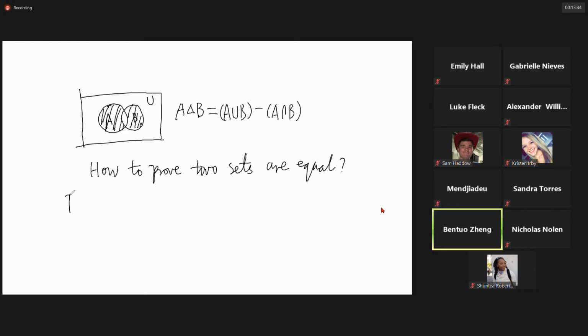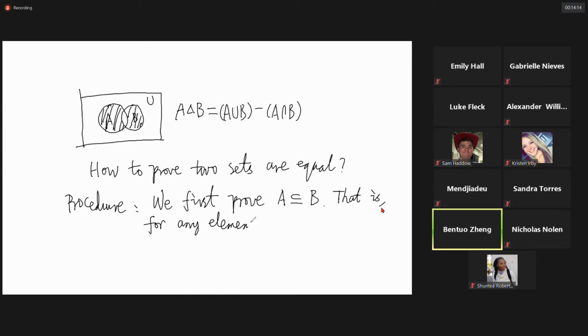So the procedure is, say we first prove one of the sets, say A, is a subset of B. This means what we want to show is, take any element, say X in A, we show that X is in B. Okay? If you prove that any element of A is an element of B, then you proved A is a subset of B.